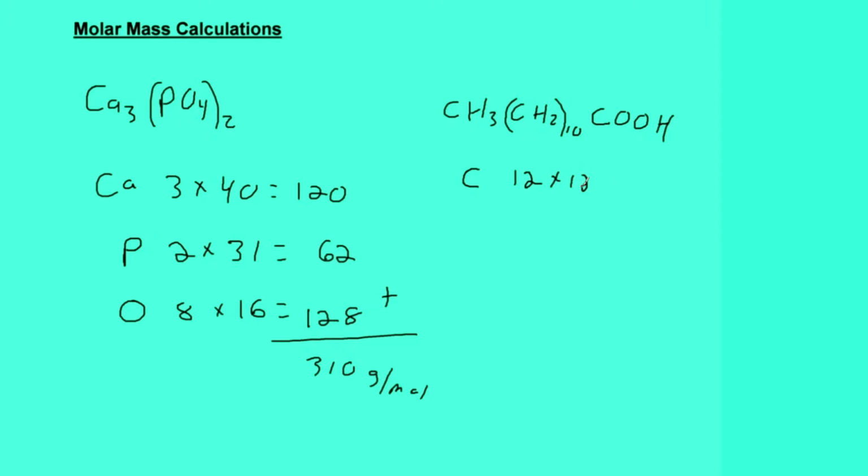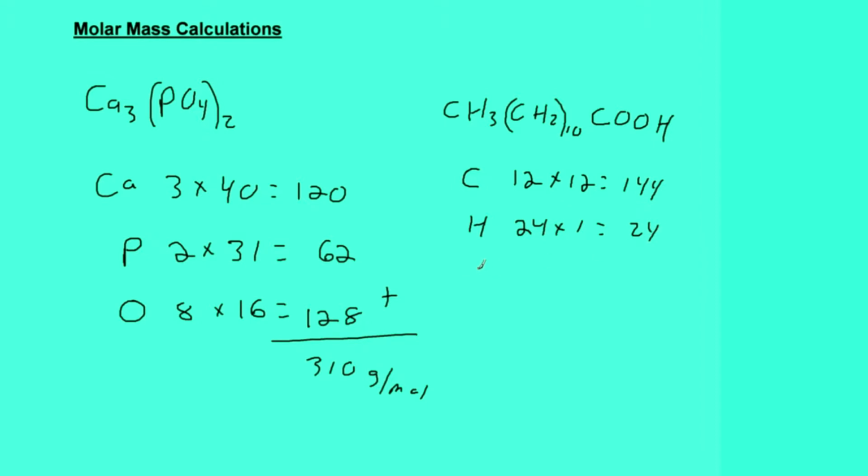Carbon has a molar mass of 12. 12 times 12 is 144. All right, how about hydrogens? Let's count up our hydrogens. So here, this 10 times the 2, that gets distributed. That means there's 20 hydrogens plus 3 and 4, 24. It has a molar mass of 1, so that's 24.